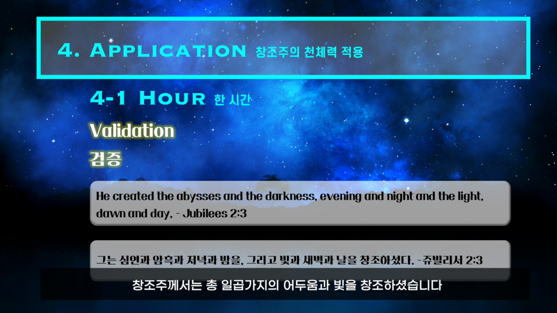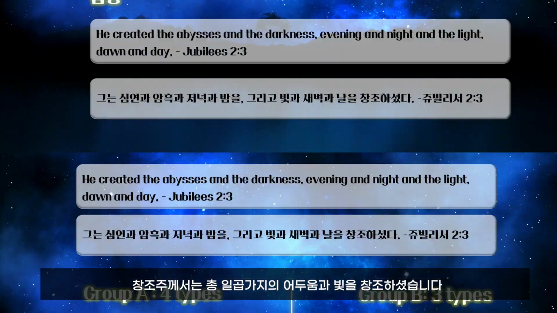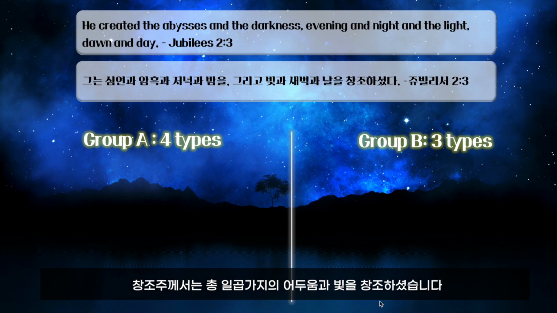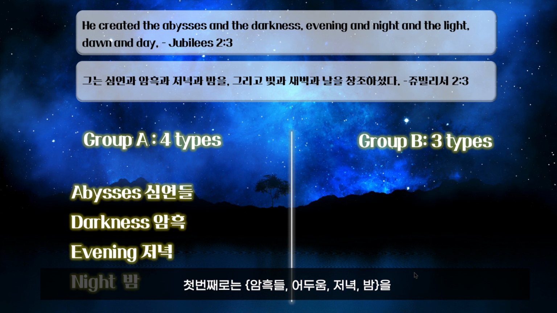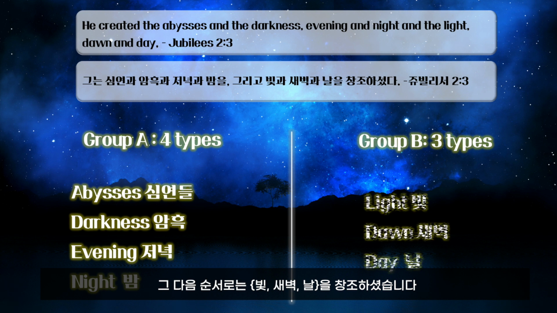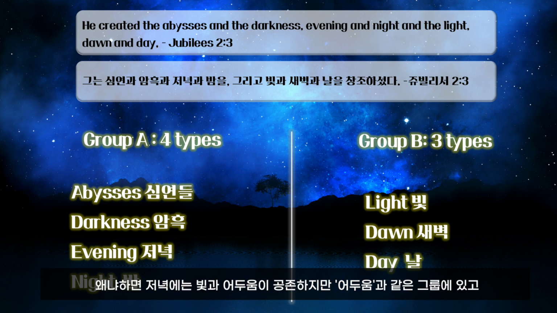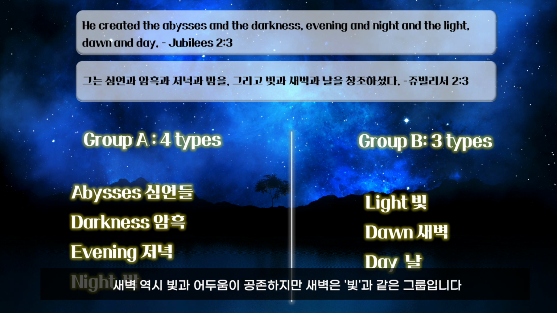When our Creator Father created darkness and light, He created 7 types of darkness and light. One group has 4 types: abysses, darkness, evening, and night. Another group has 3 types: light, dawn, and day. These 2 groups are not necessarily darkness versus light, because evening has both light and darkness, but it's grouped with darkness. And dawn also has both light and darkness, but it's grouped with light.